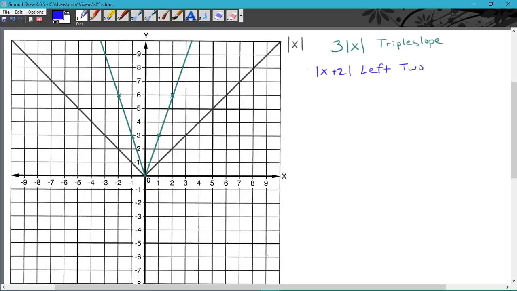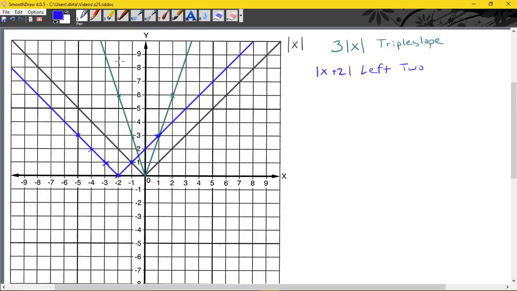So instead of being at 0, 0, it's going to be at negative 2, 0. Instead of being at 1, 1, it's going to be at negative 1, 1. And likewise, instead of being at 3, 3, it'll be at right here, 1, 3. And then it'll mirror it this way. And we'll be able to draw our graph. But notice that the slope is the same between the original function and this new shifted function.